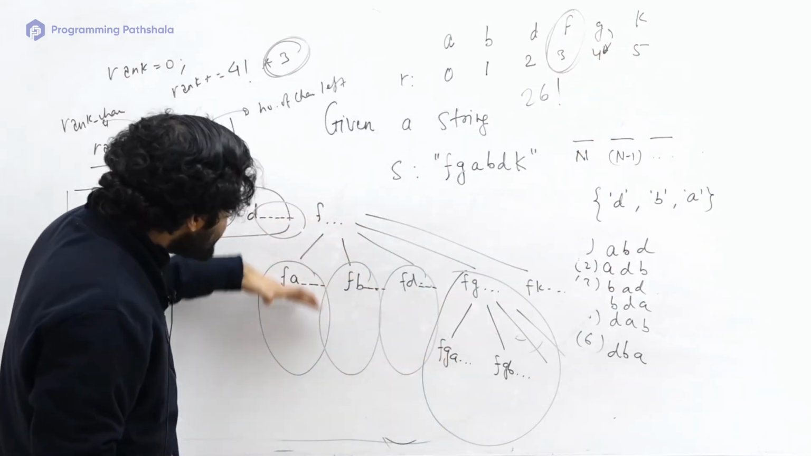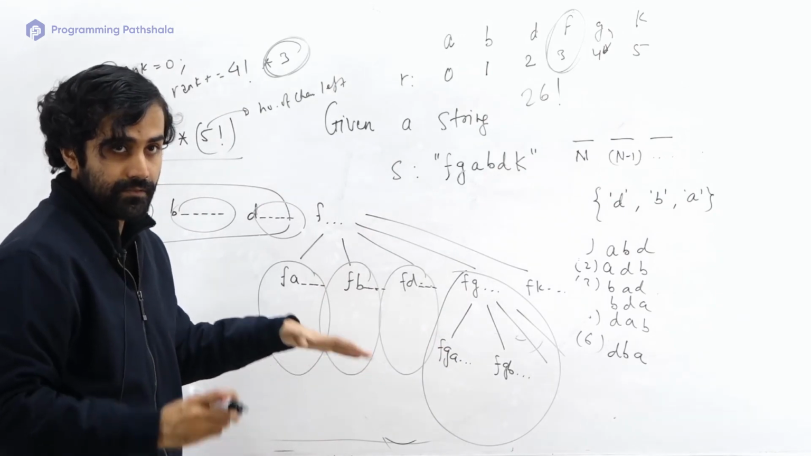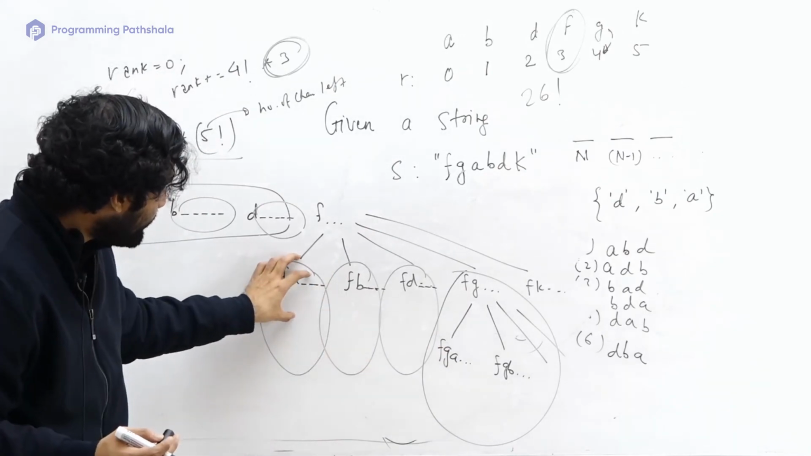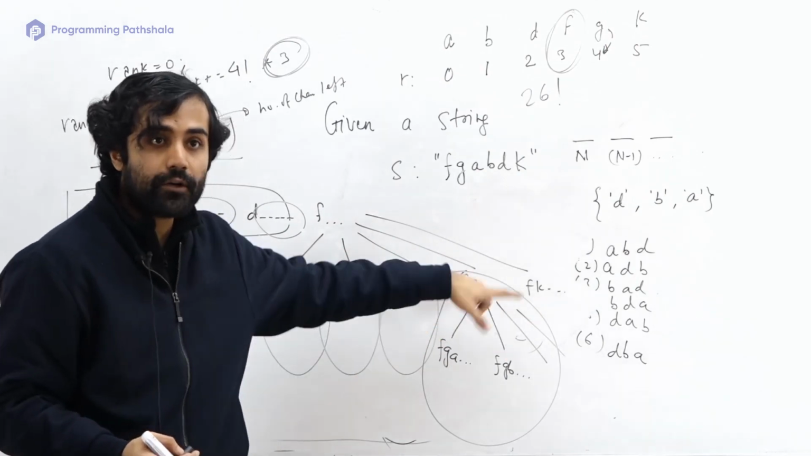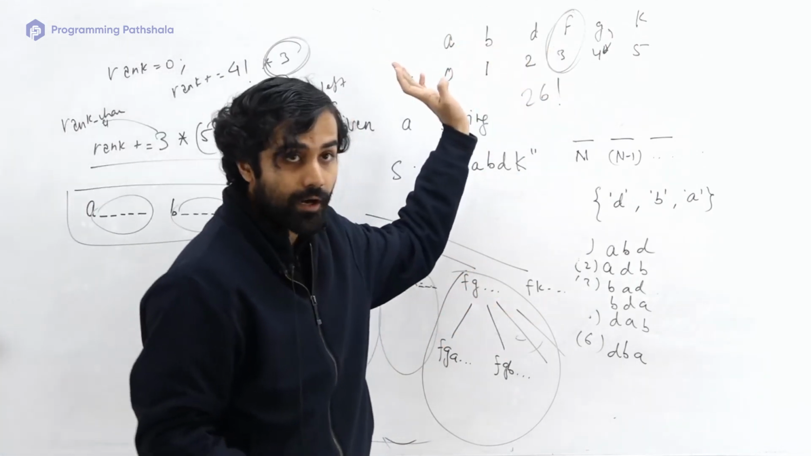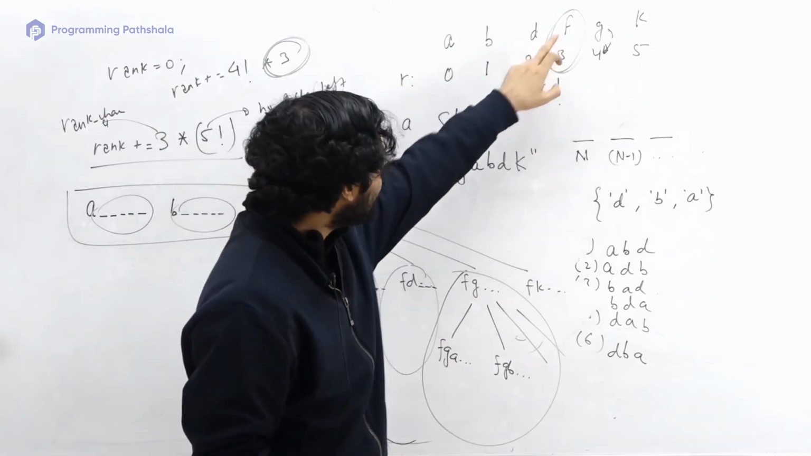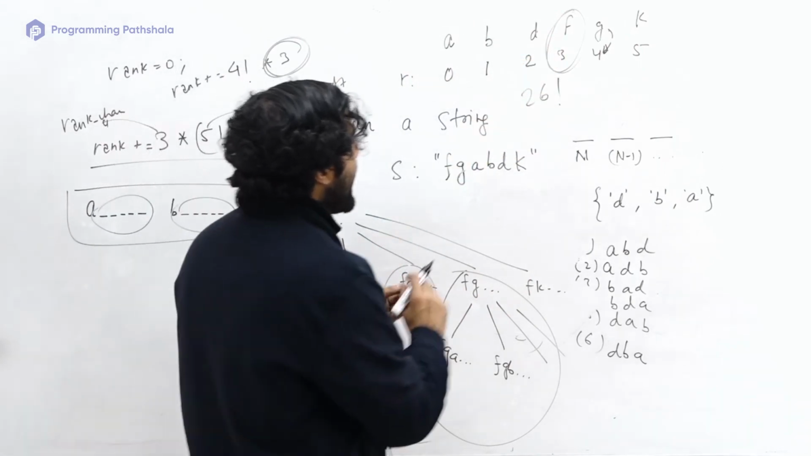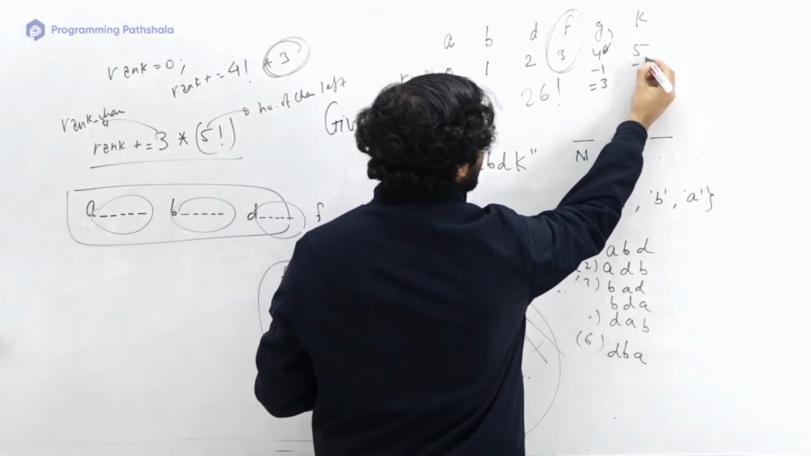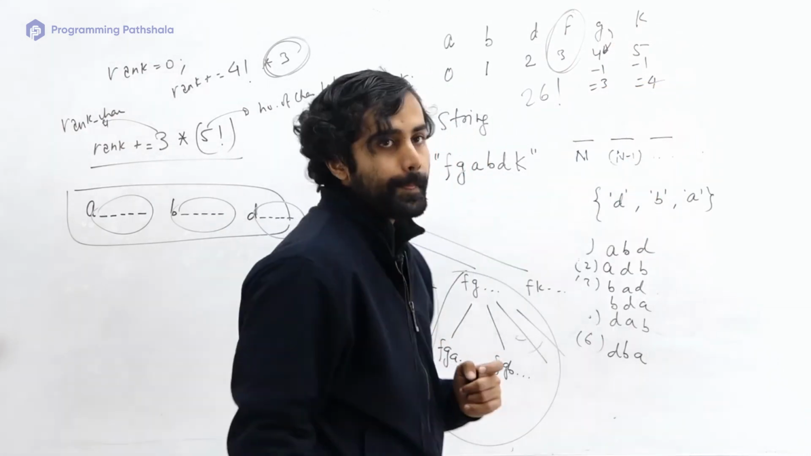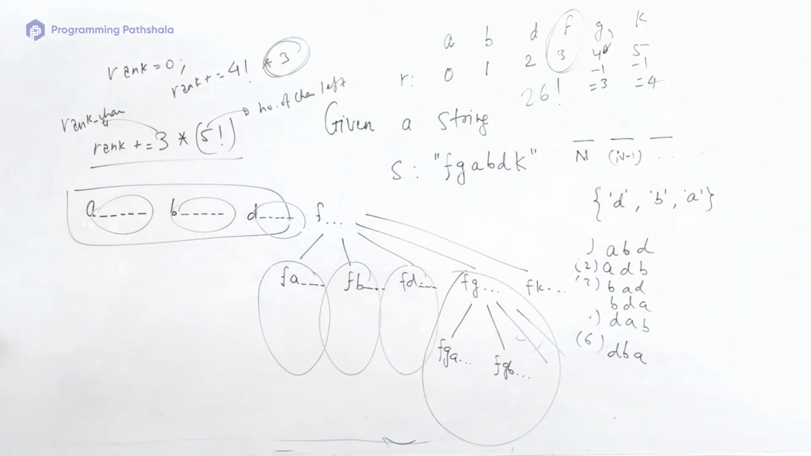Now, the characters that start with F, their categorization will be FA, FB, FD. It cannot be FF. Why can it not be FF? Because F is already gone. So whenever a character has been considered already, the rank of all the succeeding characters should be decremented by 1 unit. That is one small trick over here.